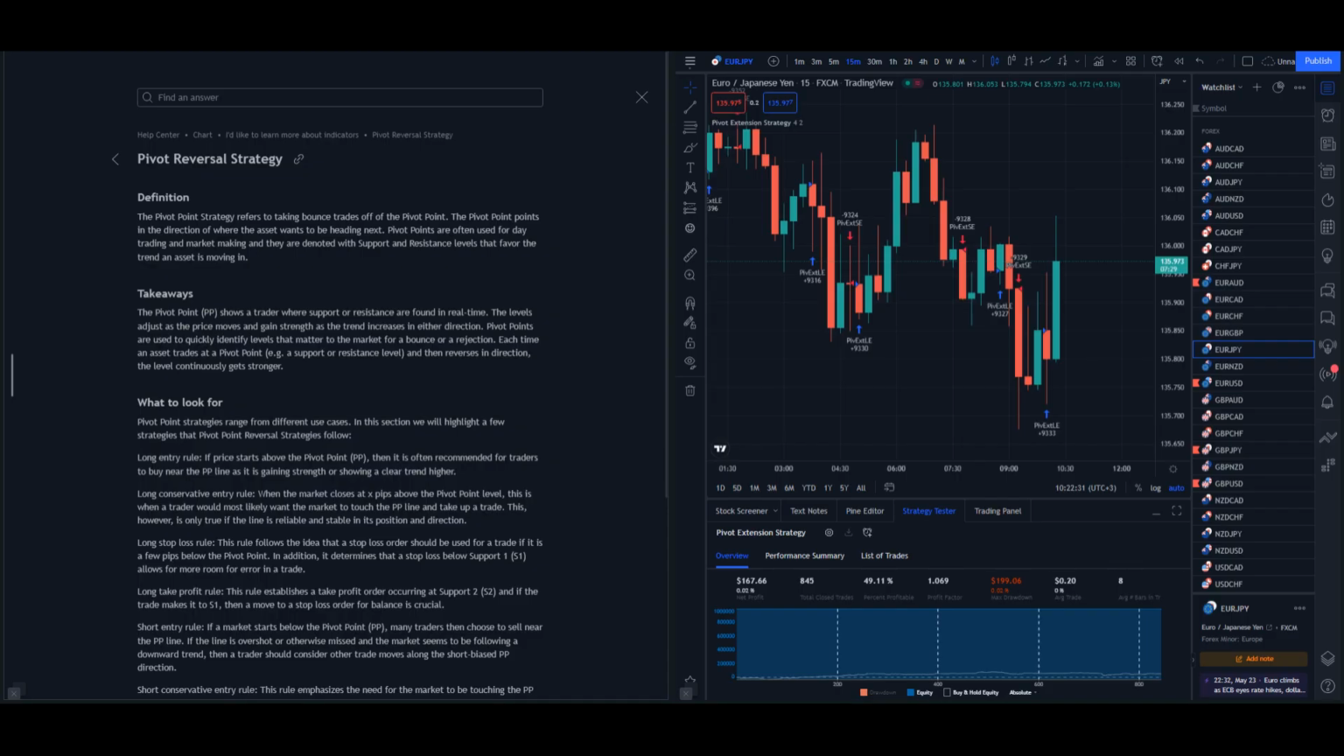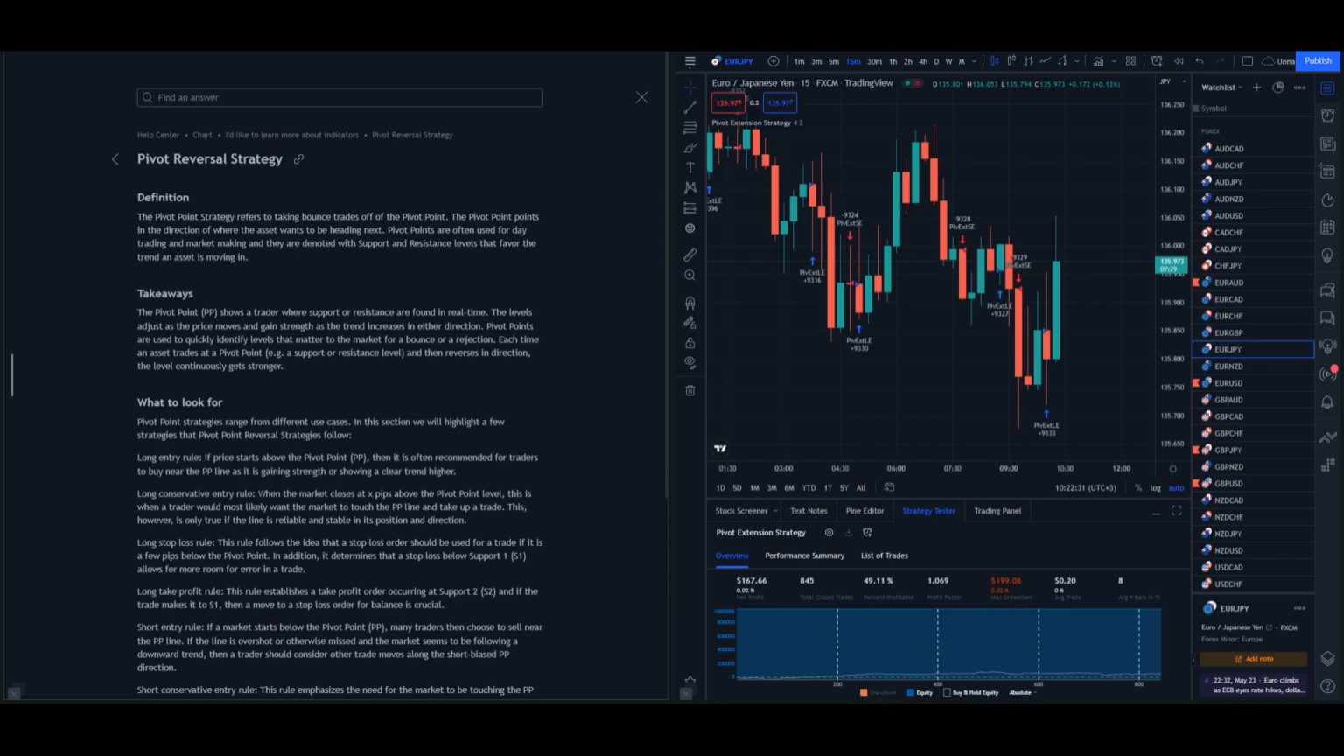of the strategy. Definition. The pivot point strategy refers to taking balanced trades off of the pivot point. The pivot point points in the direction of where the asset wants to be heading next. Pivot points are often used for day trading and market making, and they are denoted with support and resistance levels that favor the trend an asset is moving in.